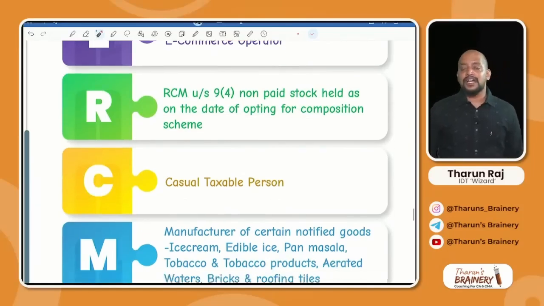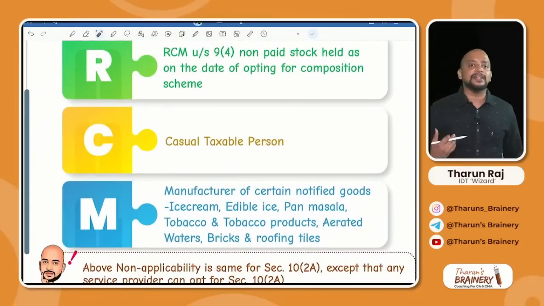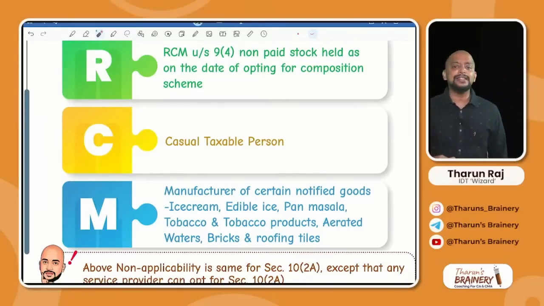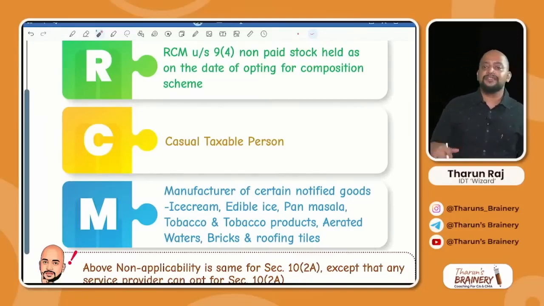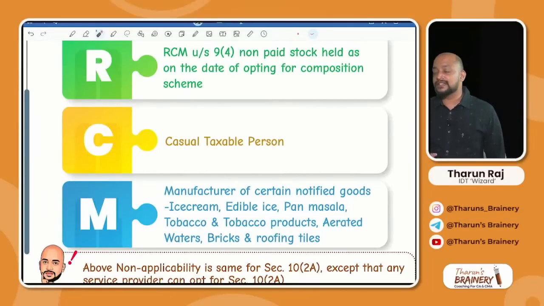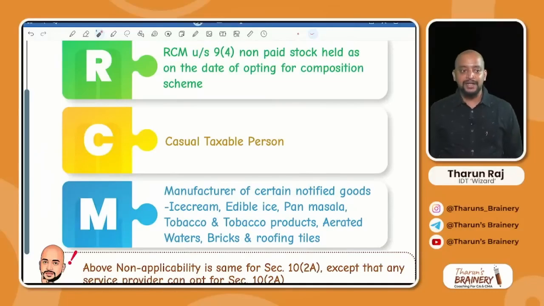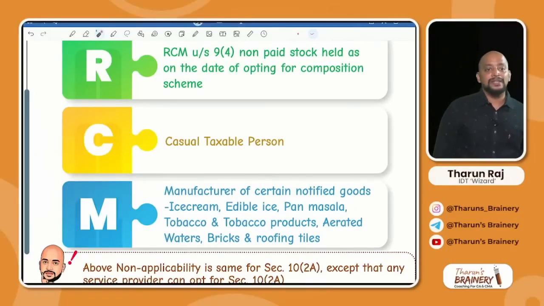Then C for casual taxable person. Who is a casual taxable person? A person who is coming from other state to this state and is engaged in supply of goods or services is known as casual taxable person. But remember, if they know the recipient before providing the services, before traveling here, then they will not come under CTP, it is normal interstate supplies.